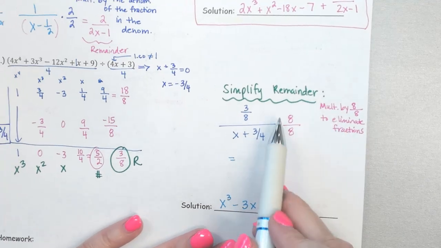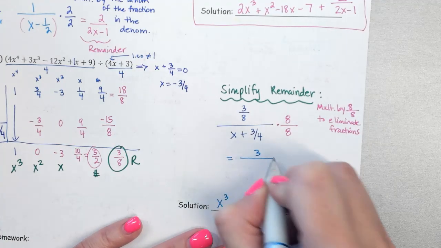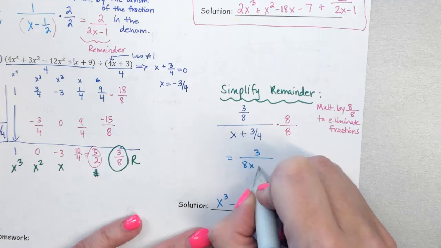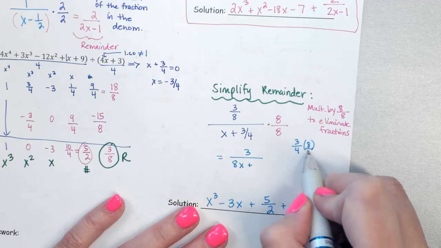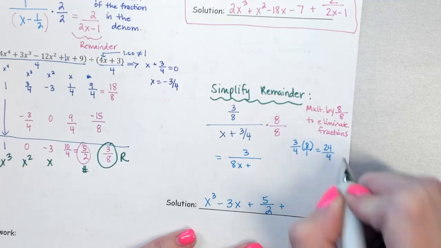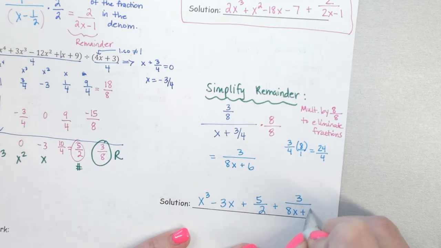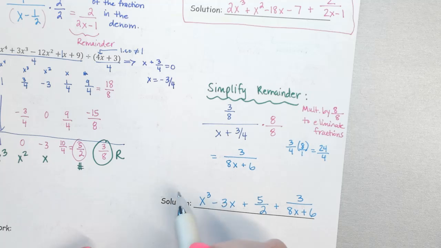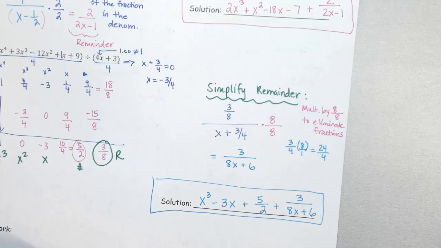Okay, and you always multiply by something over itself. So 3/8 times 8 is just 3. When you distribute here, you have 8x plus, and then when you're doing 3/4 times 8, okay, you can think of this as over 1. 8 times 3 is 24. 24 divided by 4 is 6. So you have 3 over 8x plus 6. And doesn't that look so much more beautiful than all these fractions happening? Okay. And then we'll write our assignment down there in a moment.